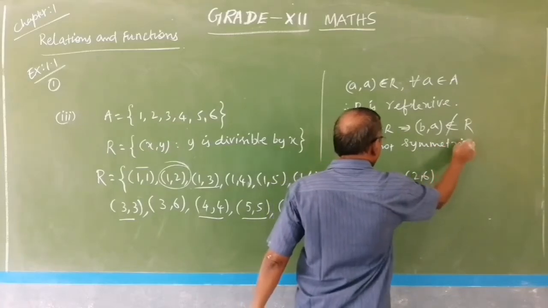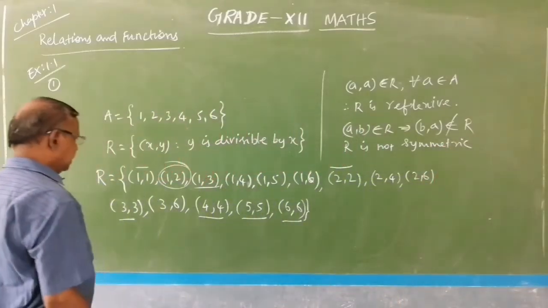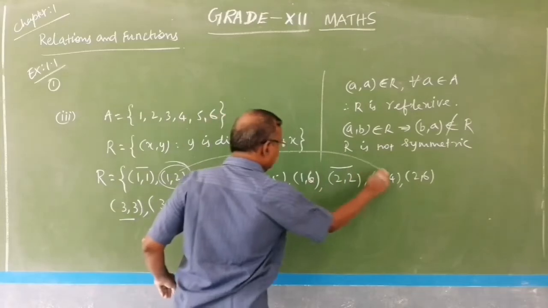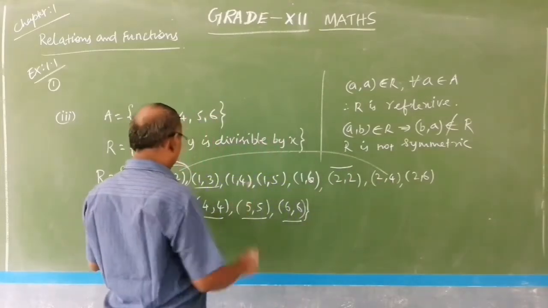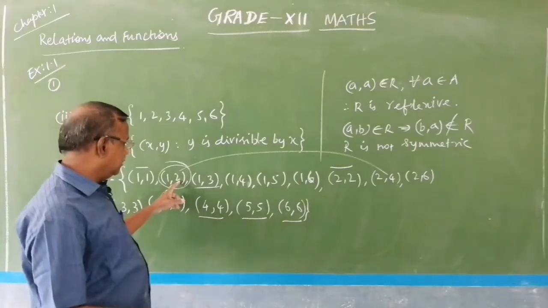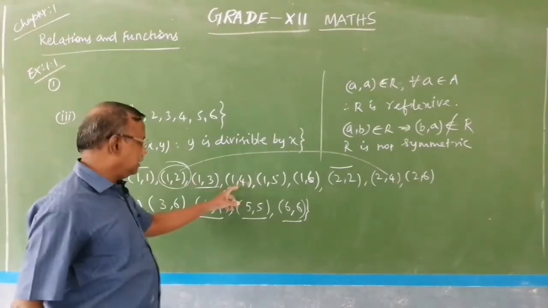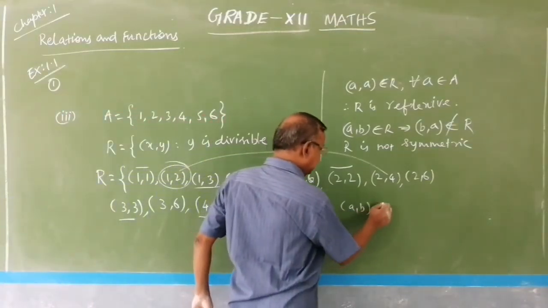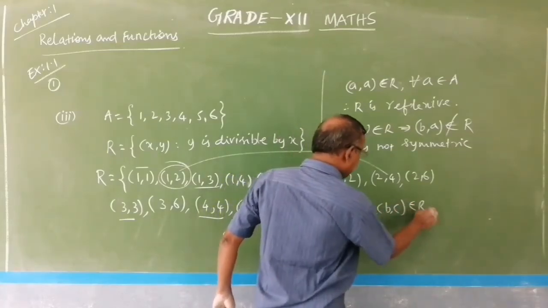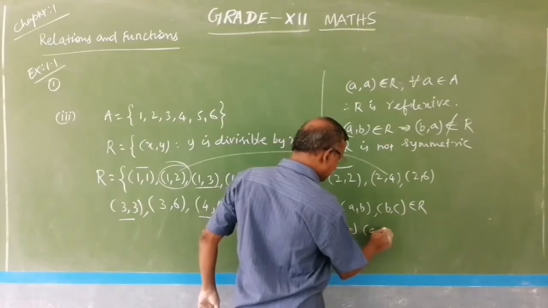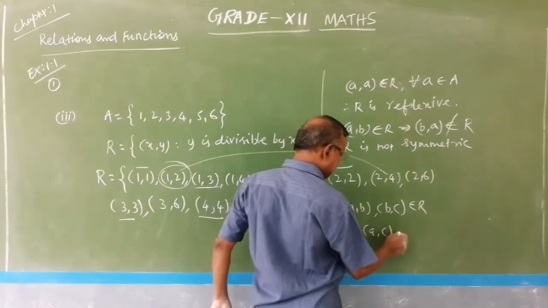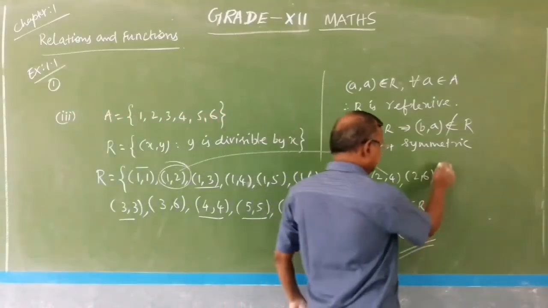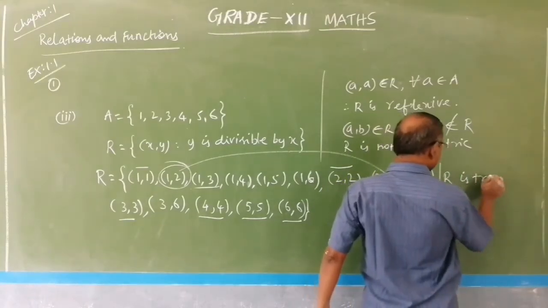And look here, (1, 2) is an element and (2, 4) is an element of R. Therefore, (1, 4) is an element of R. Similarly, if (a, b) and (b, c) belong to R, which implies (a, c) is also an element of R for every a, b, c. Therefore, R is transitive.